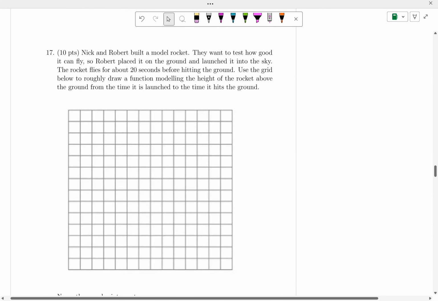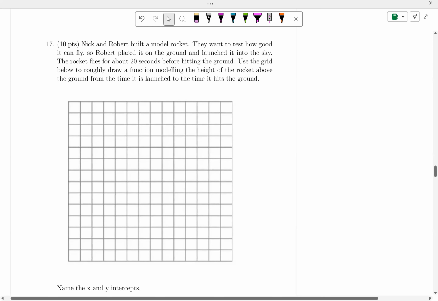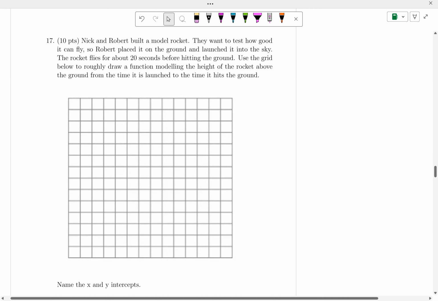Okay, here's the next question. Nick and Robert built a model rocket. They want to test how well it can fly. So Robert placed it on the ground and launched it into the sky. The rocket flies for about 20 seconds before hitting the ground. Use the grid below to roughly draw a function modeling the height of the rocket above the ground from the time it launched to the time it hit the ground.